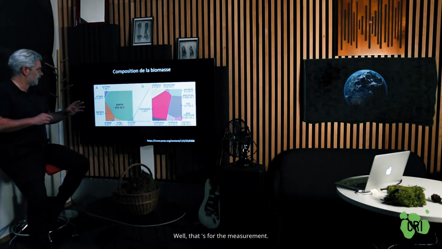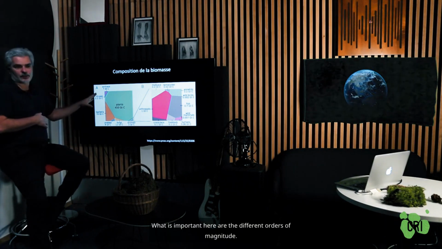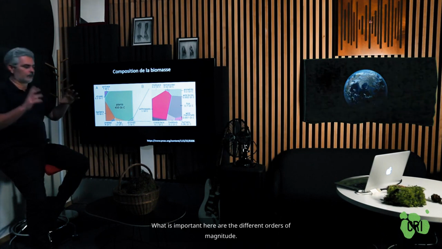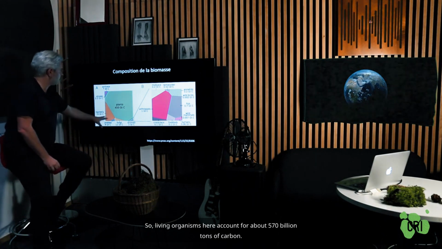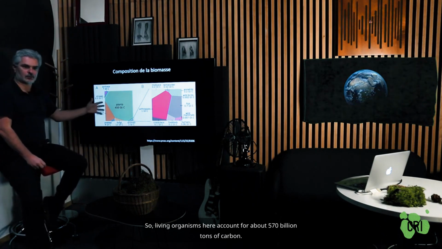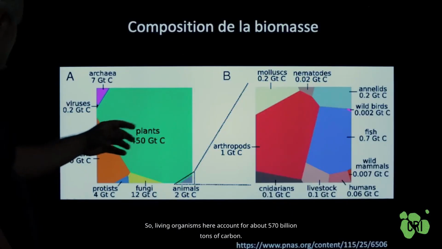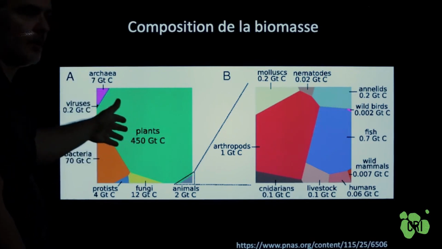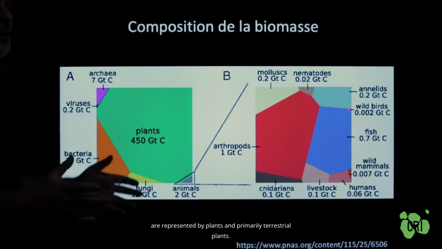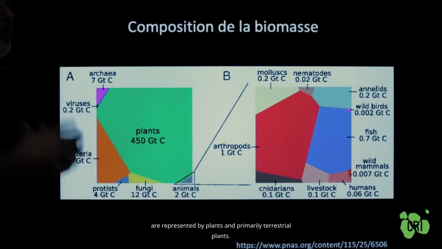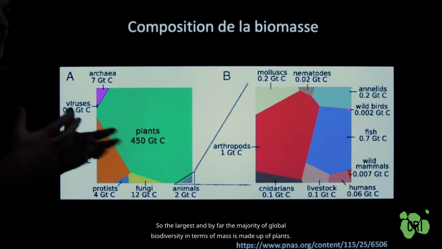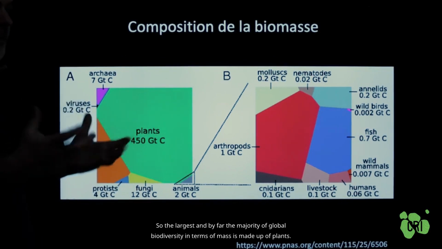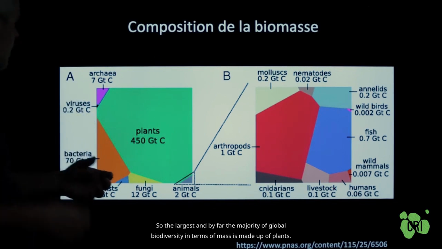Well, that's for the measurement. What is important here are the different orders of magnitude. So, living organisms here account for about 570 billion tons of carbon. Out of these 570 billion, 450 are represented by plants, and primarily terrestrial plants. So the largest and by far the majority of global biodiversity in terms of mass is made up of plants.